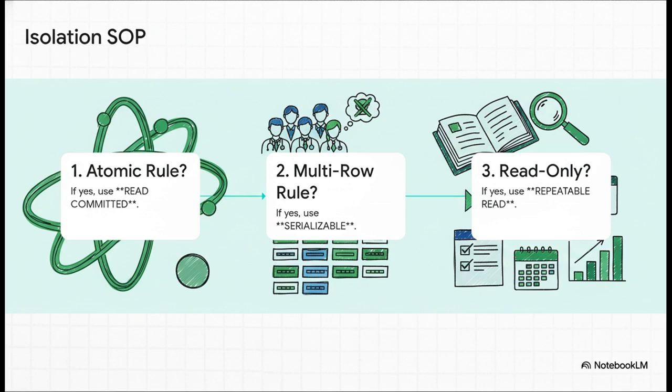Second, is my rule more complex? Does it span multiple rows, or maybe depend on the absence of certain rows? If yes, you need the safety of serializable. Just go for it. And finally, number 3, is this job mostly just reading data for a report or some analytics? If you just need a stable picture, repeatable read is your best friend.